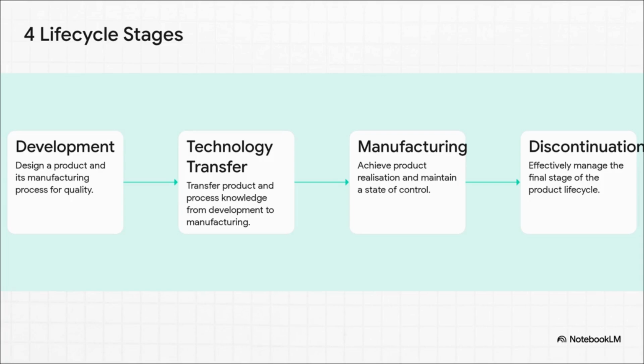It all starts with development, where quality gets literally designed right into the product from the get-go. Then you've got technology transfer. That's all about making sure nothing gets lost in translation when you go from a small lab to a massive factory. Next up is commercial manufacturing, the day in, day out production. And get this, the system even covers the very end, product discontinuation, making sure everything wraps up safely.